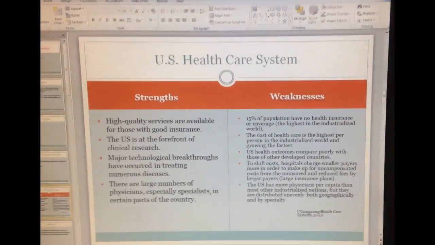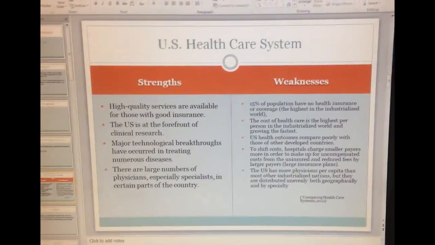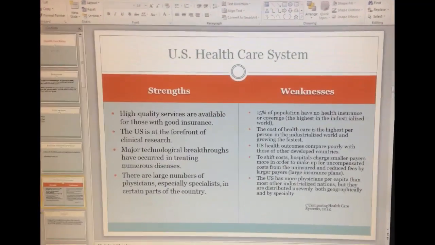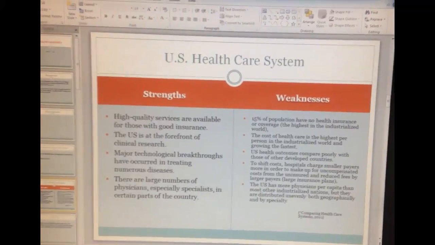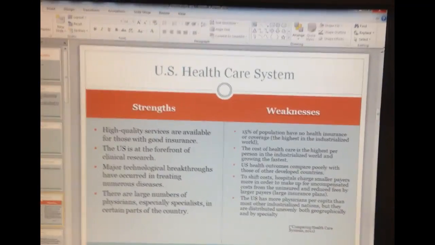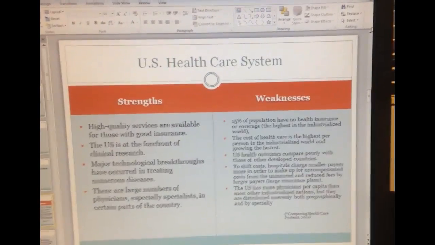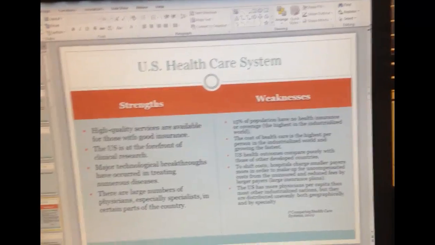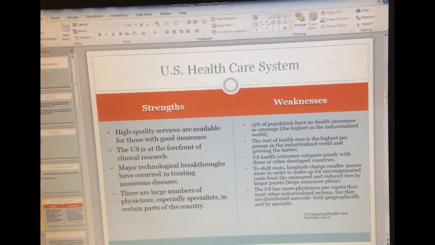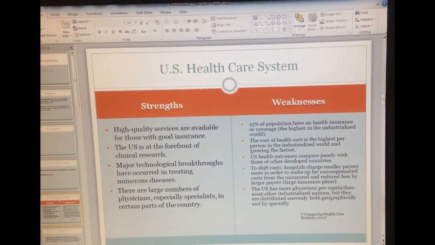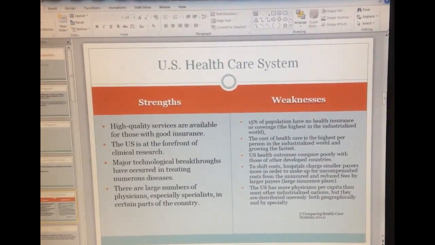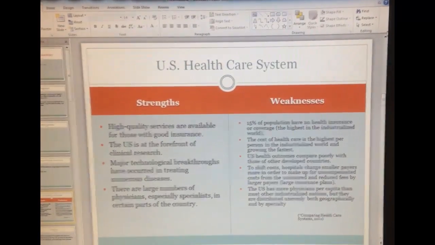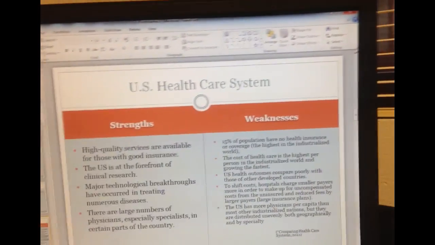The United States healthcare system does have many strengths and weaknesses. Some of those strengths include that we are able to offer high quality services for those with good insurance. We are at the forefront of clinical research. We've had numerous breakthroughs in diseases. And we have a large number of physicians, especially specialists. I got that from Comparing Healthcare Systems, and that's from 2011.